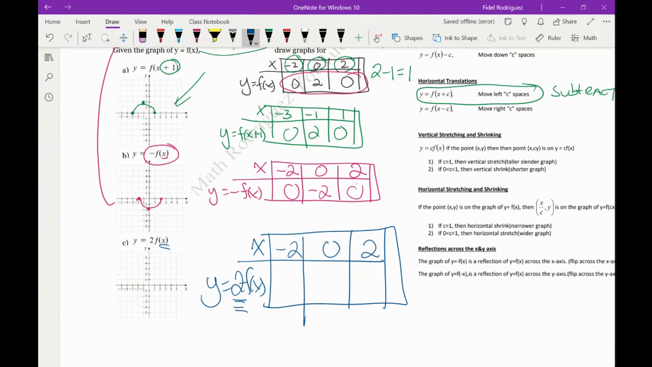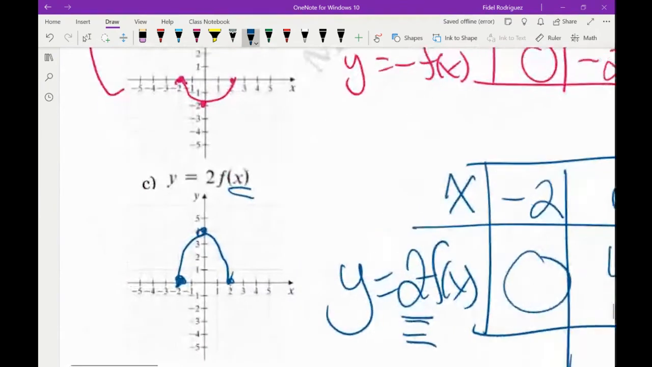What number do we have on the outside? We got a 2, right? Okay, so when we have a 2 on the outside, all we're going to do, y'all, is come back to those original y values, and we're going to double them. We're going to multiply them by 2. Well, 2 times 0 is still 0, but 2 times 2 is 4 now, and 2 times 0 is still 0. So let's go ahead and plot those. So -2 and 0 is right here. 0 and 4 is right up there, and 2, 0 is right here. Boom. And there's my graph.